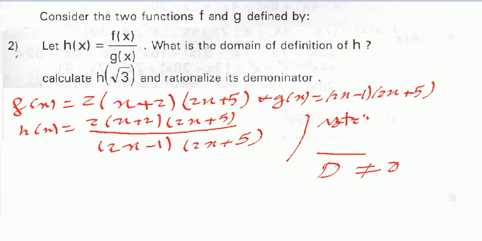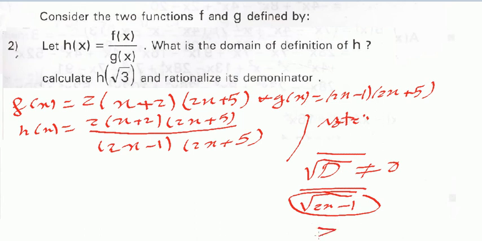Okay, this is the first thing. If I have a radical here, for example radical 2x minus 1, and this is in the denominator, remember? Inside the radical, usually it should be greater than or equal to 0. It can be equal to 0. But if it's in the denominator, it should be only greater than 0.